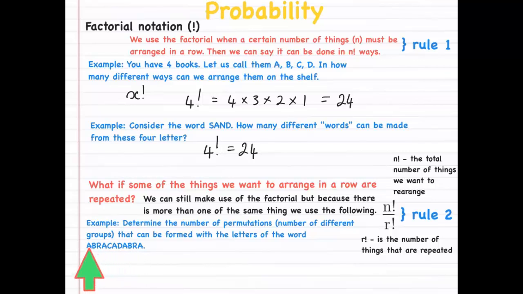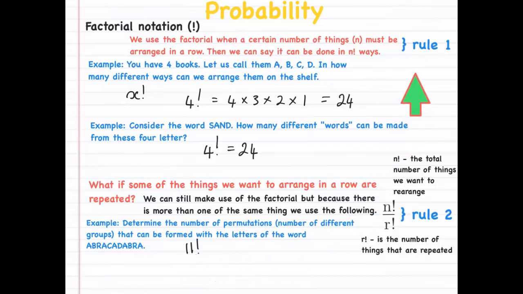As you can see, we've got 1, 2, 3, 4, 5 A's. We've got 1, 2 B's. We've got 1, 2 R's. So some of these letters are repeated. But the first thing we need to do is count how many letters we have. So it's 1, 2, 3, 4, 5, 6, 7, 8, 9, 10, 11. So first, we write down 11 factorial, because that is how many letters are in the word. And remember, we want to rearrange them in a row to make different words. So there's the 11 factorial.